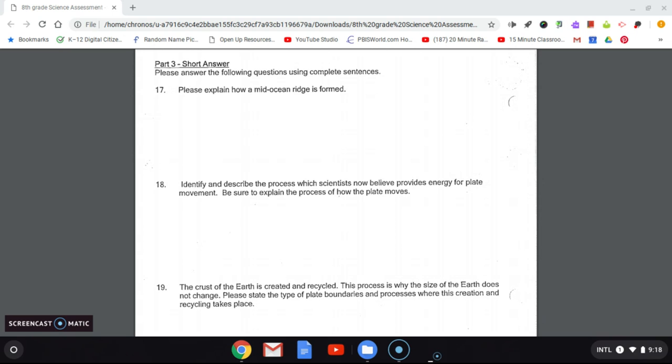Part 3 is short answer. Again, I'll read the question and you'll have to hit pause in order to write your answer and then hit play when you're ready to move on. Number 17. Please explain how a mid-ocean ridge is formed.